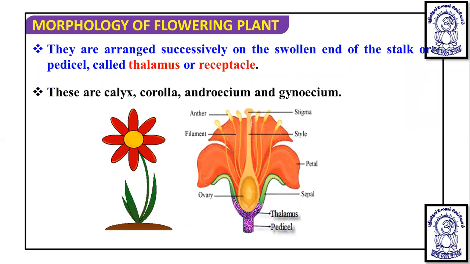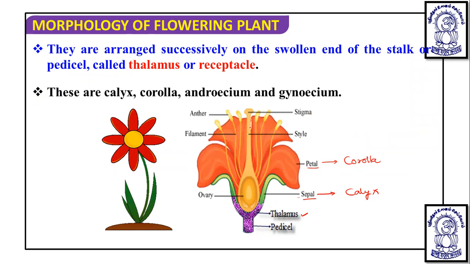If we look at the flower, you can see this is the thalamus, which is the end part of the pedicel. Here you will see the sepals, and the group of sepals is known as calyx. This sepal is a modification of a leaf and it is greenish in color. Then these are the petals, colored petals. The group of petals is known as corolla. The whorl of sepals is known as calyx.